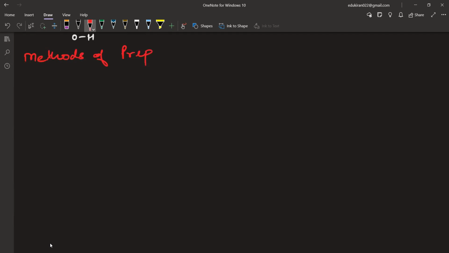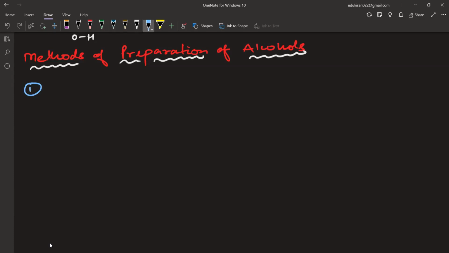Methods of preparation of alcohols. Number one, we will write. This first method of preparation is already done by us, and it is from haloalkanes. So you will write using haloalkanes.